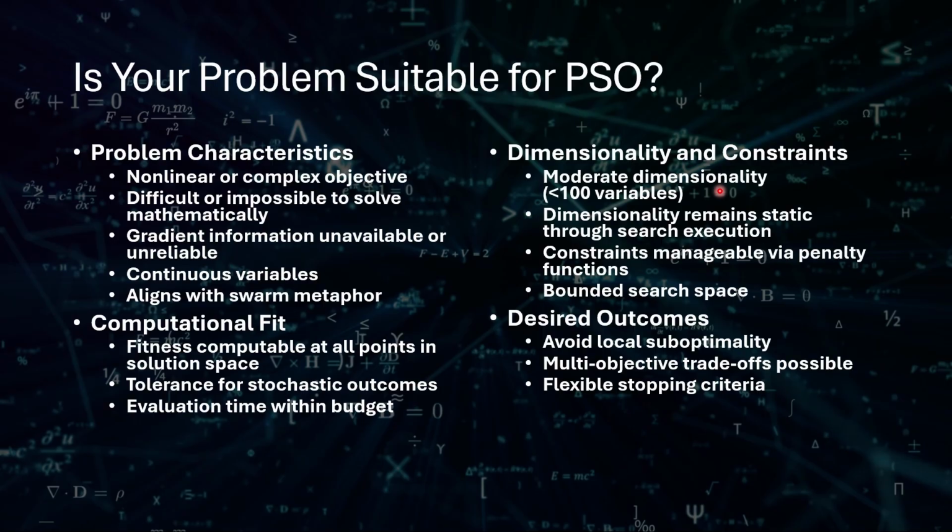We have desired outcomes to look at too. We want to avoid local suboptimality, and that's what PSO is good for. It can also be used for multi-objective trade-offs. I didn't get into that; it's kind of beyond the scope of this, but maybe I'll show that in a future presentation. And we can use flexible and multiple stopping criteria.